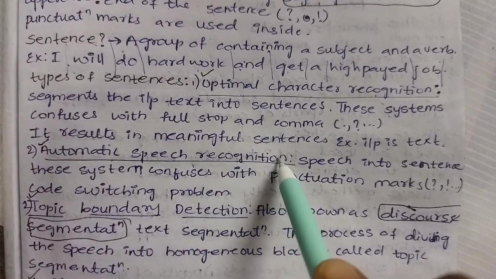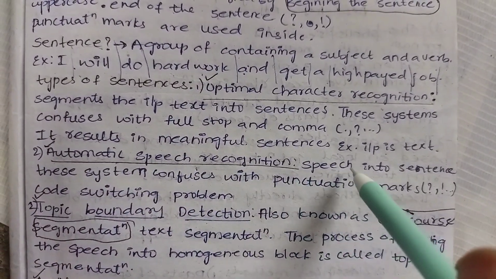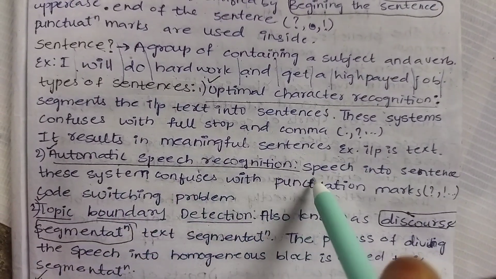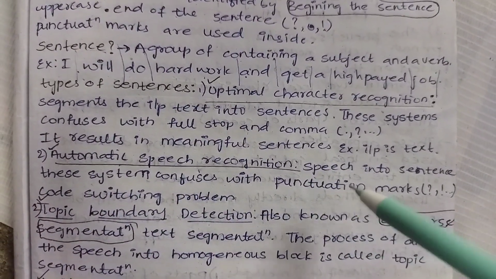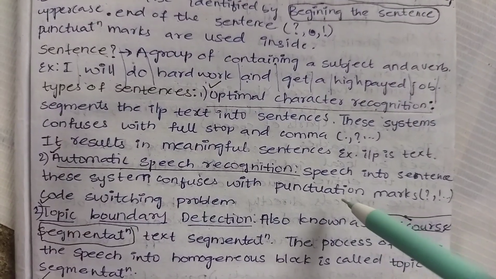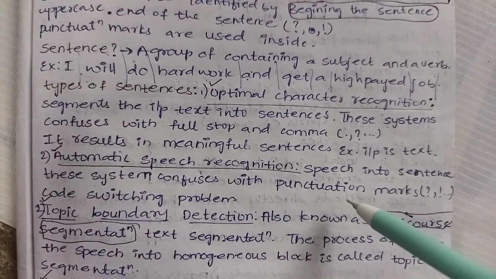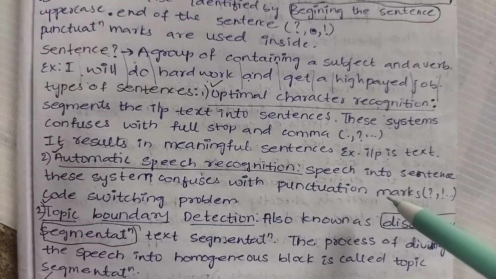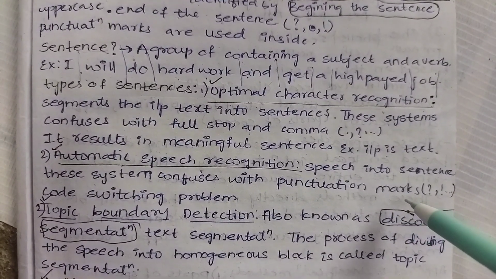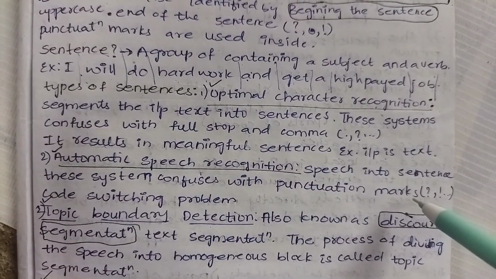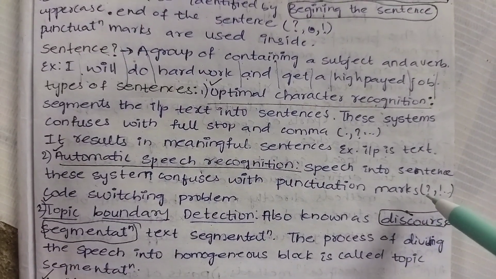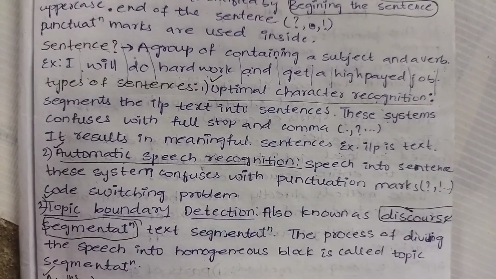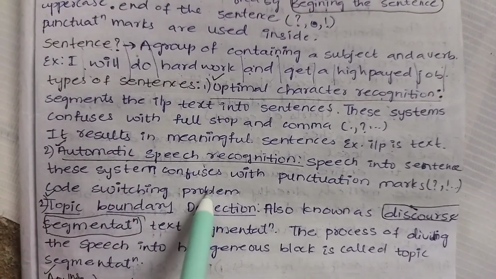Automatic speech recognition is a process of converting speech into sentences. These sentences are confused with punctuation. In different cases we use different punctuation marks for expressing the situation. The end of a sentence takes a dot symbol. Asking a question takes a question mark symbol. For sudden expression we use an exclamatory symbol. Then there is the code switching problem.